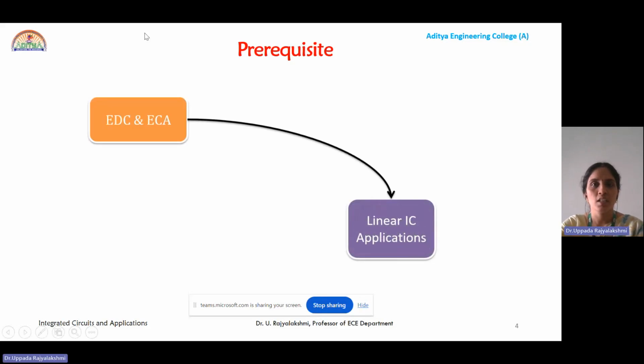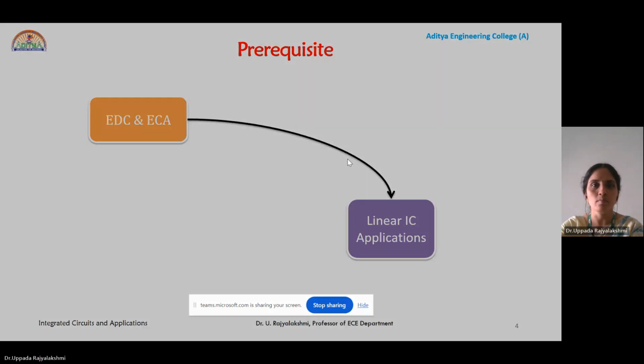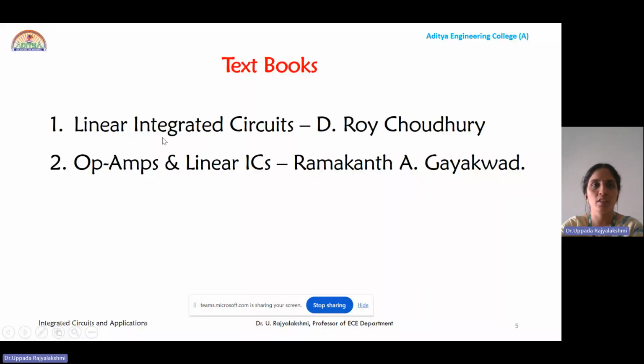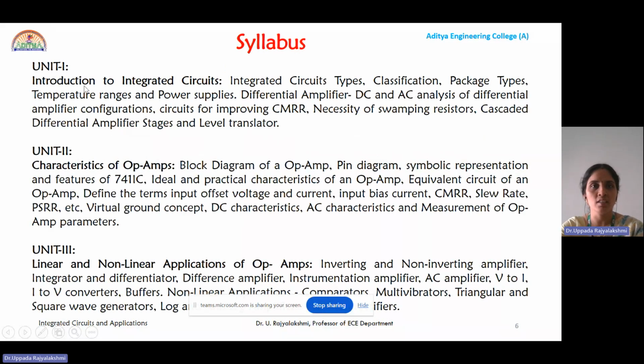The main prerequisite for our course, linear IC applications, is EDC, that is electronic devices and circuits, as well as electronic circuit analysis. The textbooks preferred for these linear integrated circuits are Linear ICs by D. Roy Chaudhary, and Op-Amps and Linear ICs by Ramakant A. Gaikwad.